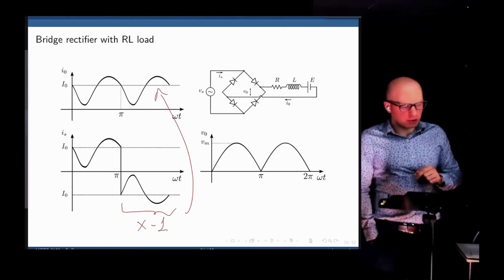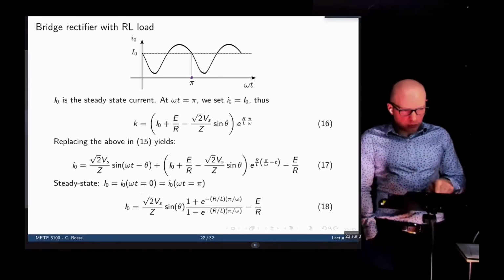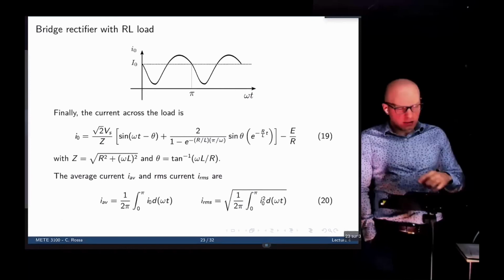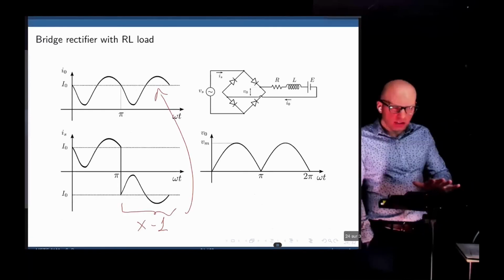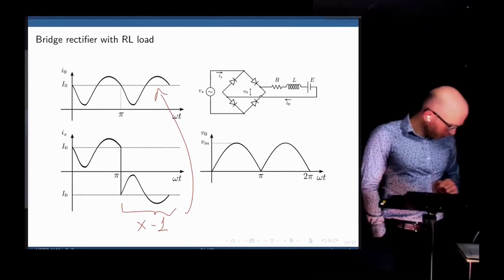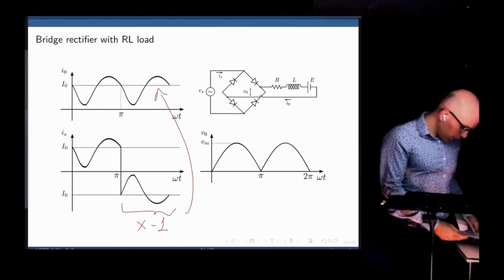And all the derivation is given here. You can go through it later. It's fairly complicated. I don't expect you to understand everything here. It's just for reference. So this is the main message for that part. Okay. Any questions? No.